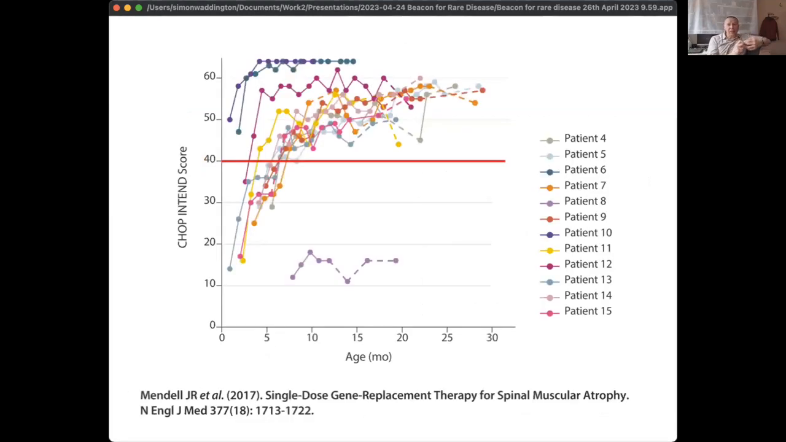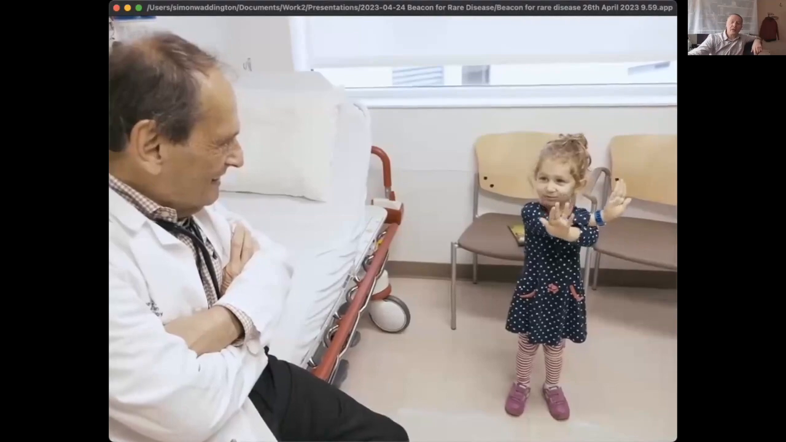And you can see here that all but one of them improved over time. They all exceeded the previous best ever motor score for an infant with type 1 spinal muscular atrophy. And if you look at the very top left-hand quadrant of that graph, you can see 2 infants there that exceeded a motor score of 60, which means that they were indistinguishable from infants who do not have spinal muscular atrophy type 1.